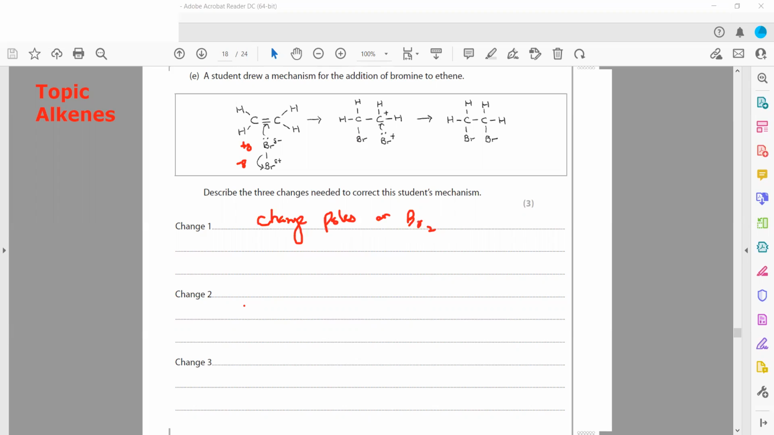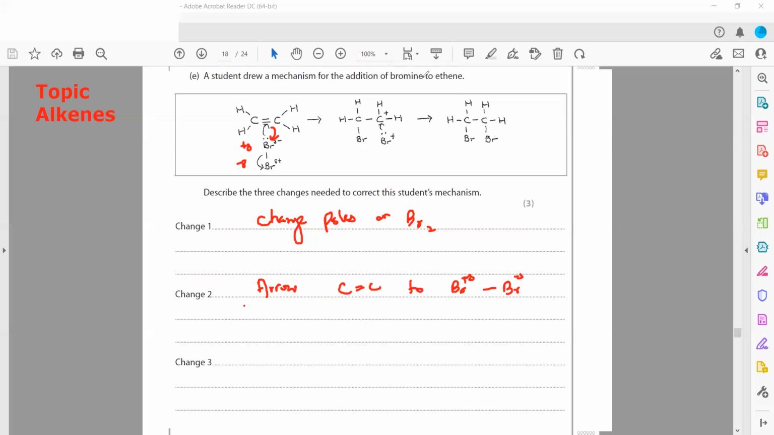That is one thing. The second one is the arrow. The arrow is always drawn from the electron rich side to the electron deficient side, always from the double bond or pi electrons towards the partial positive. So the direction of the arrow is incorrect, it should be the other way around. The arrow should point from the carbon-carbon double bond to the bromine partial positive.